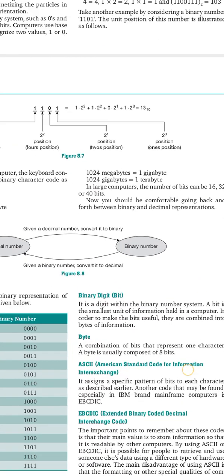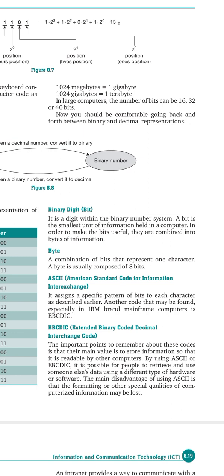Binary digit, bit. It is the digit within the binary number system. A bit is the smallest unit of information held in a computer. In order to make the bits useful, they are combined into larger units of information. Byte, a combination of bits that represent one character. A byte is usually composed of 8 bits.